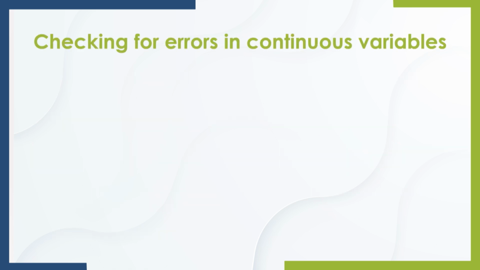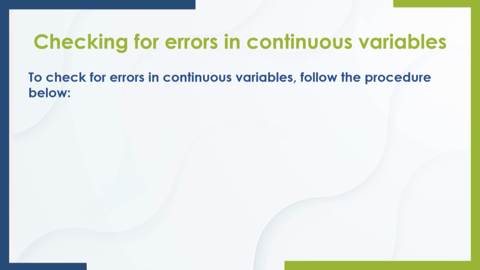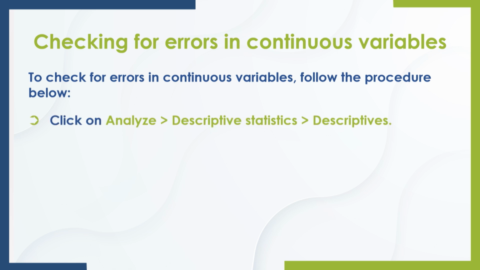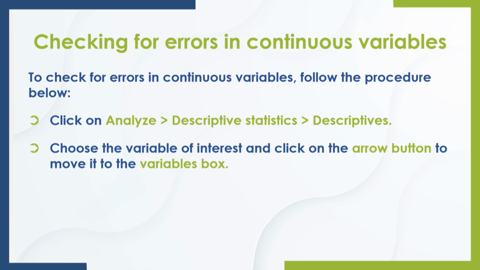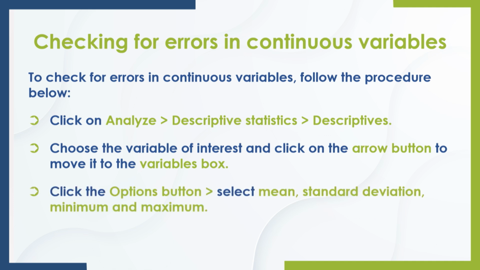Checking errors in continuous variables. To check the errors in continuous variables, the following procedure has to be followed. The first one is click on the Analyze tab, then click Descriptive Statistics, then click Descriptives. Second, choose the variables of interest and click on the arrow button to move them to the variables box. The last, click the Options button, then select Mean, Standard Deviation, Minimum and Maximum. Then click Continue and click OK.